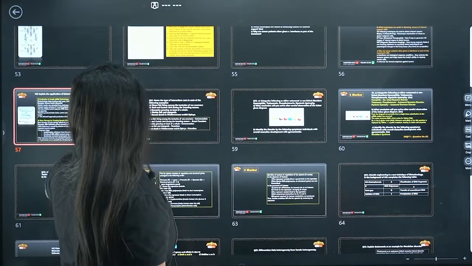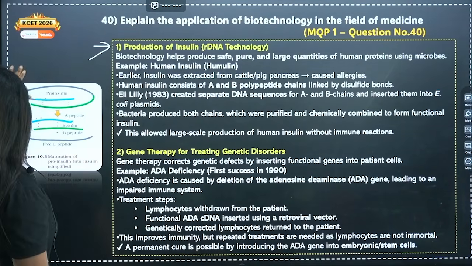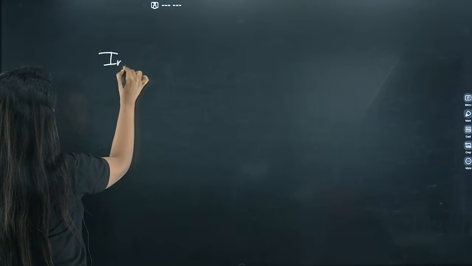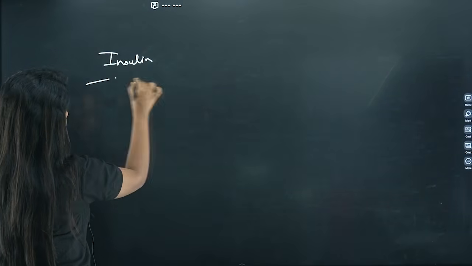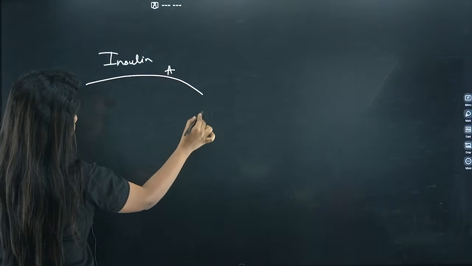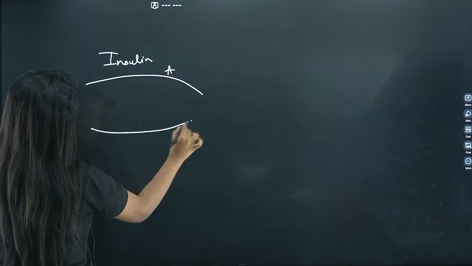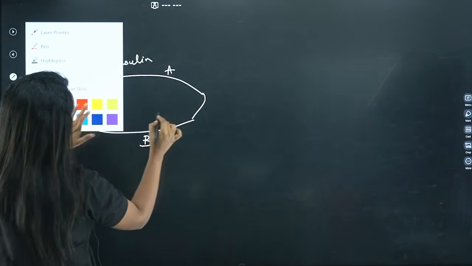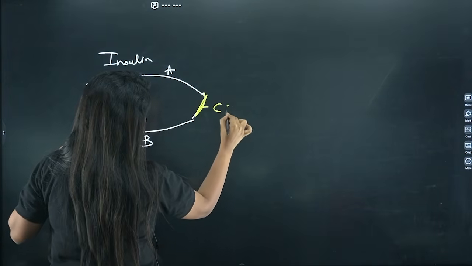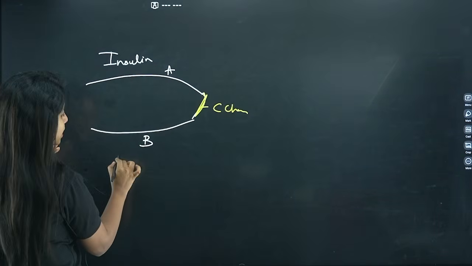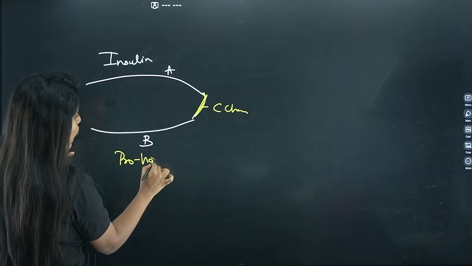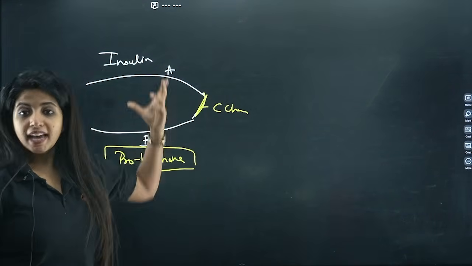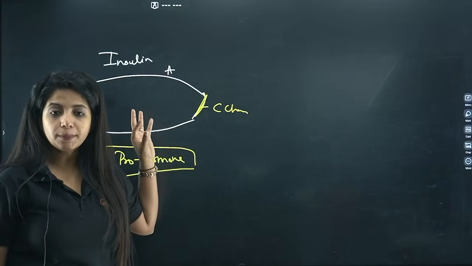Yes. So we are here, and listen to me carefully. Suppose I have insulin. Insulin is made up of A chain as well as B chain, and over here you have a different chain which is known as C chain. This is found in the pro-hormone version, as in the immature version of insulin. Insulin is a hormone, and this is found in the immature version of the hormone.